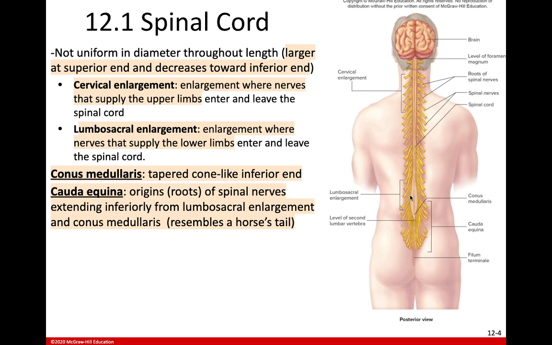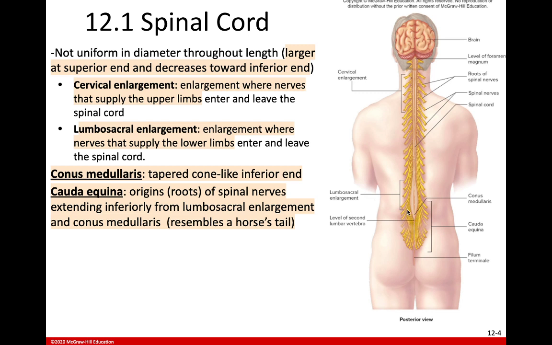And then the lumbosacral enlargement, you can see more down here. This is the area where you have spinal nerves that are entering and exiting that supply your lower limbs. At the very end of our spinal cord, we have a couple of structures that we want to talk about. The first one is the conus medullaris. So this little area right here is just the tapered end of the spinal cord, on the inferior end, and it kind of looks like a cone. So that's why it's called the conus medullaris.